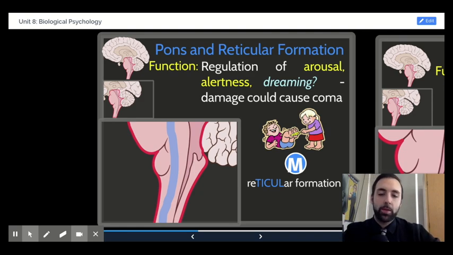So regardless of which one we're talking about, the pons and reticular formation are partially responsible for the regulation of arousal and alertness. You could conceivably also connect specifically the pons with dreaming. There seems to be a lot of brain activity in the pons when somebody is dreaming.